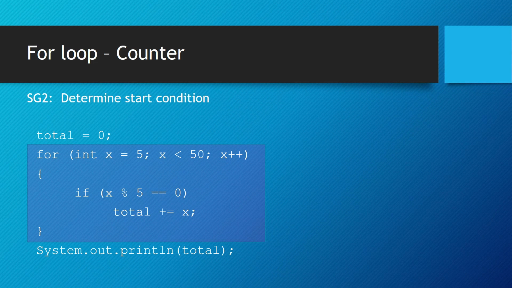For subgoal 2, we need to determine the start condition. We look at the first expression in the for loop. X begins at the value 5. Notice there is an accumulation variable, total, which is set to 0. These are the initialization statements.